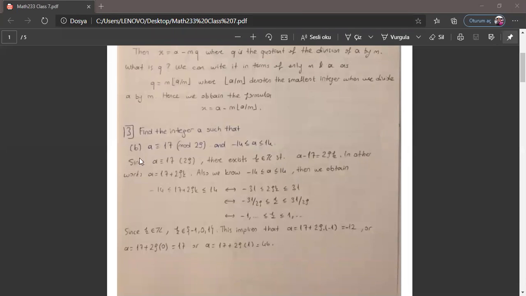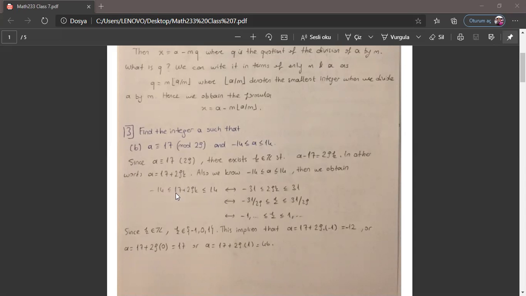Now we will find the integer a with this condition. From this we get that a minus 17 is equal to 29 times k, where k is an integer. We can rewrite this as a equals 17 plus 29k. We know a is in between this interval, so here we have this. Now we need to find the values for k to determine the values of a.